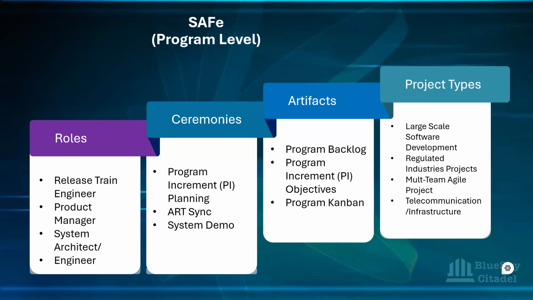Okay, and it has different levels. You have the team level, which focuses on an individual agile team. It could be Scrum, it could be Kanban. You have the program level, which we're going to touch on tonight. The program level coordinates multiple agile teams working together on a particular product or service. And then you have the large solution level. That level manages more complex solutions, and that requires coordination between multiple agile release trains.